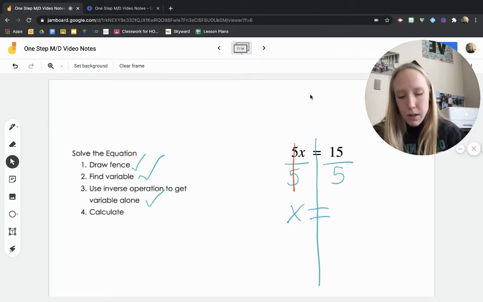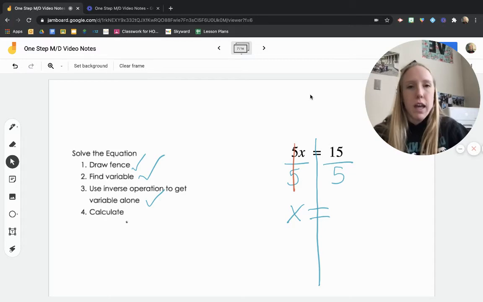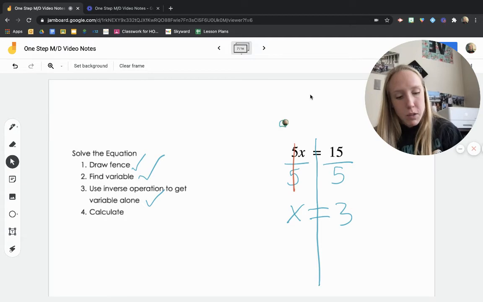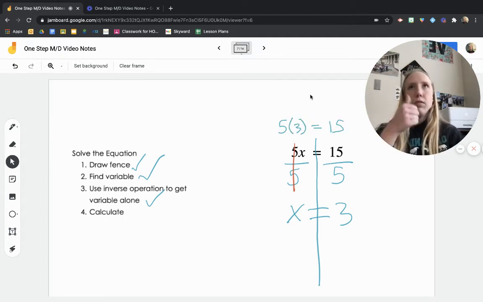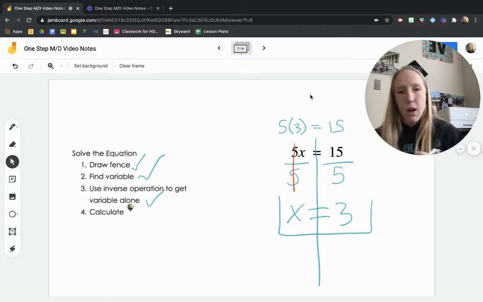Okay, last step, calculate. So I've got to calculate what is 15 divided by 5. So I want to know how many times 5 fits into 15. So I go 5, 10, 15. 15 divided by 5 is 3. Let's check our work. So if this said 5 times 3 equals 15, is that true? 5, 10, 15. Yep, it worked. So this answer is correct, and we calculated correctly.